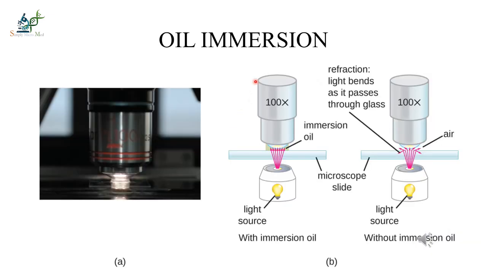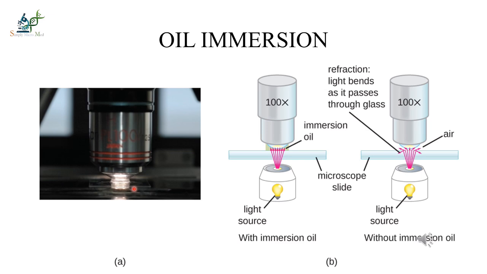Oil immersion of a compound microscope will give high magnification power up to 1000x. Oil immersion we use to observe stained bacterial smear. Not only bacterial smear, other stained smears we can also observe with the oil immersion objective. This will give a clear image. In oil immersion, we place oil between the smear and the objective lens. By that, we will get a clear image of the organism.